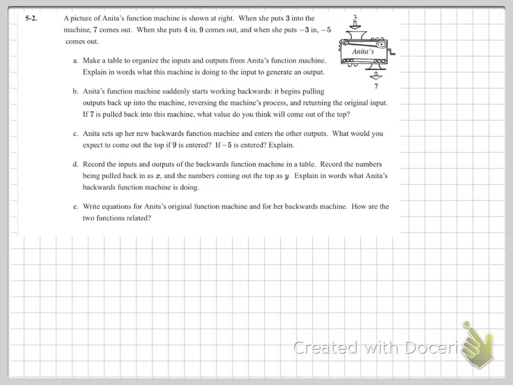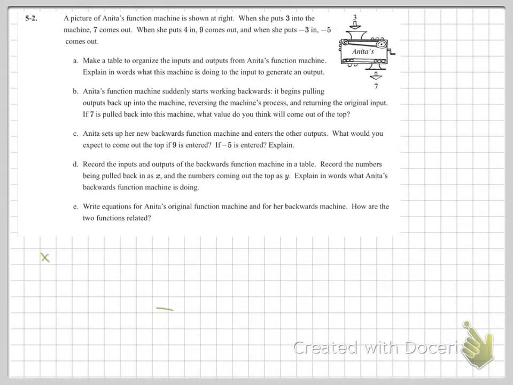Okay, this video is to go over section 5.1.1, the undo equations section. So problem 5-2, a picture of Anita's function machine is shown at right. When she puts a 3 into the machine, 7 comes out. When she puts a 4 in, 9 comes out. And when she puts a -3 in, -5 comes out. Make a table to organize the inputs and outputs and explain in words what's happening.